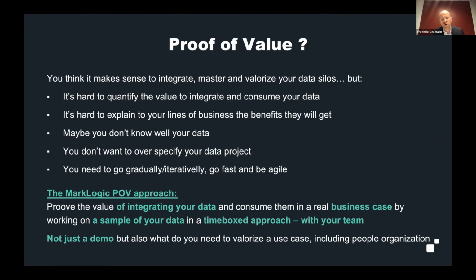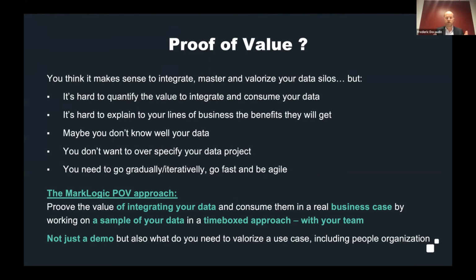And this is really an exercise that we can do with you, with our customers, to prove the real business value of integrating your data and consume this data in a sample business case, working on a sample of your real data. And it's important in a time box approach, meaning that we know when we start, we know when we finish, and we change the scope according to these constraints. And of course, the idea is not doing that on our side, but doing that with you, with your team, because at the end of the exercise, you don't get just a demonstration, just an illustration, but everything that you need to valorize your use cases.